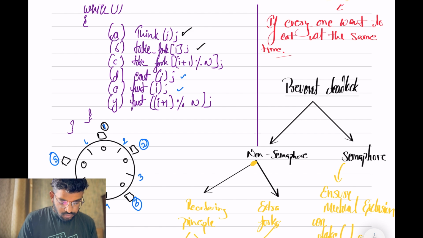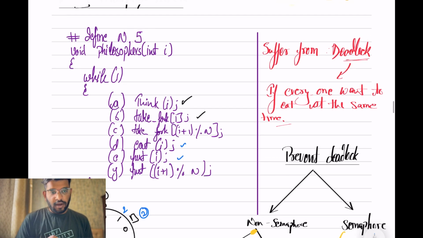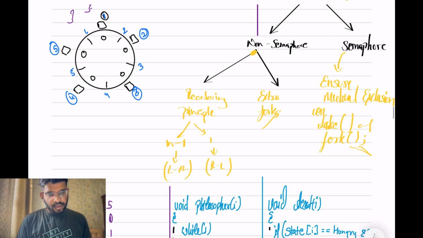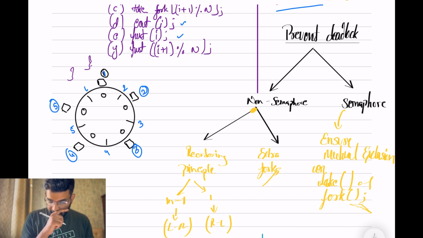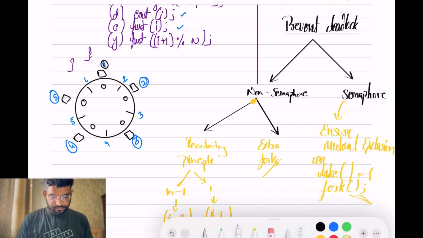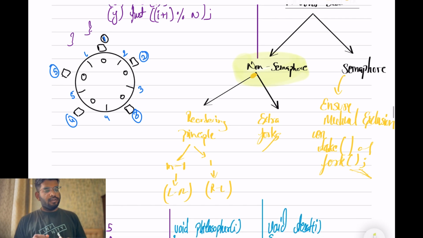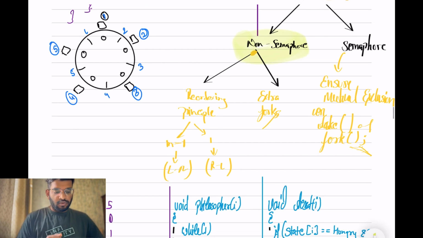What happens in this case is that all five philosophers pick up a fork at the same time. Philosopher one will pick fork one, philosopher two will pick fork two, similarly philosopher three will take fork three, and it goes on. What happens when philosopher 1 tries to pick fork 2, but it is not available? He will wait for philosopher 2 to finish, but 2 is waiting for 3, 3 is waiting for 4, 4 is waiting for 5, and 5 is waiting for 1, which means it becomes a deadlock. Therefore it suffers from deadlock.